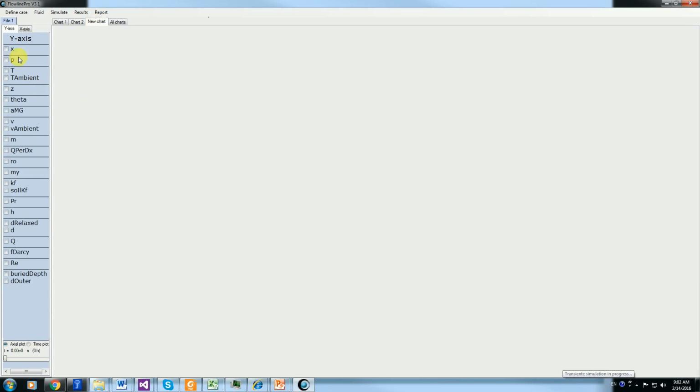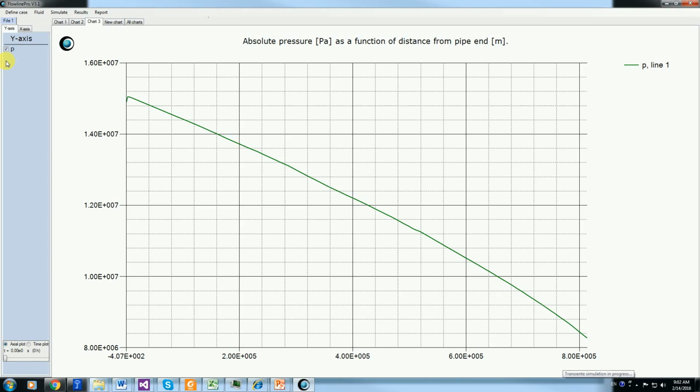Now the results in pressure, for instance, this we have seen before during the steady state simulations. We have the inlet pressure we said should be 14.9 megapascal, and near the outlet we get, in this particular case, 8.3 megapascal.